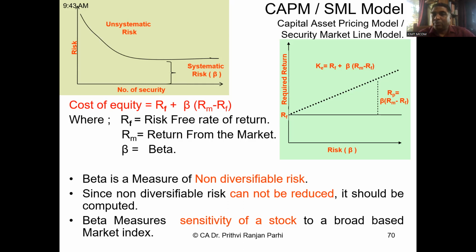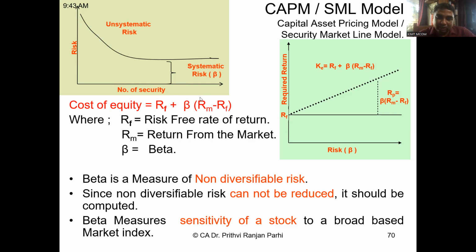And above that, what you are expecting is basically one should expect the market rate of return. If market is giving 20%, you should expect 20%. But that market return also includes the risk-free rate of return. So the net market return means market return minus risk-free rate of return, because RF you have already taken here. So you want RF plus RM. RM means the market return.